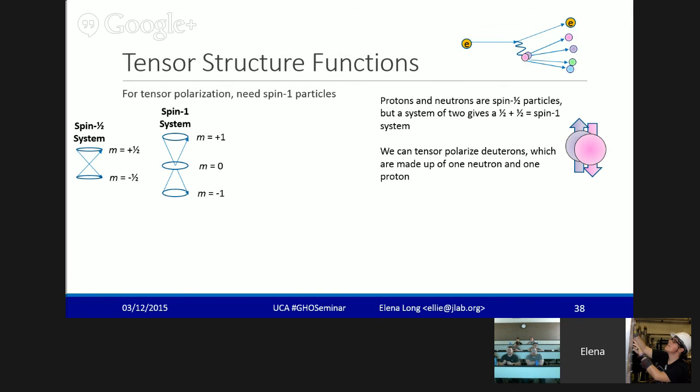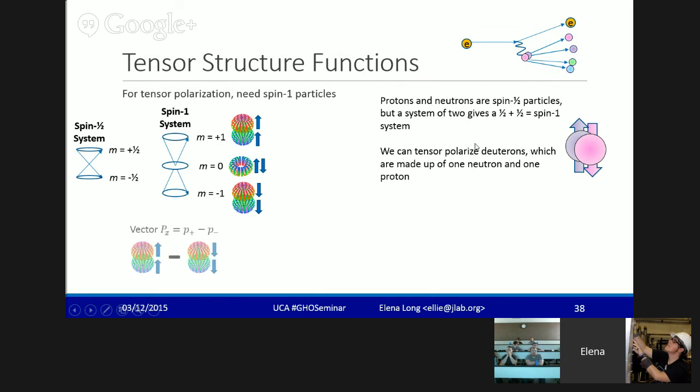You can tensor polarize things that have spin-1 or greater. And it turns out that if you start looking at these, the spin-1 actually changes the shape of the deuteron. So you can imagine one of these being the proton, one of these being the neutron, in this peanut shape. If they're both aligned up, they make this peanut shape. If the proton and neutron are both spin aligned down, they also make this peanut shape. But if you're in this spin zero state, it's interesting, it makes a donut shape. So the difference between these two shapes is really what we're looking at with tensor polarization.